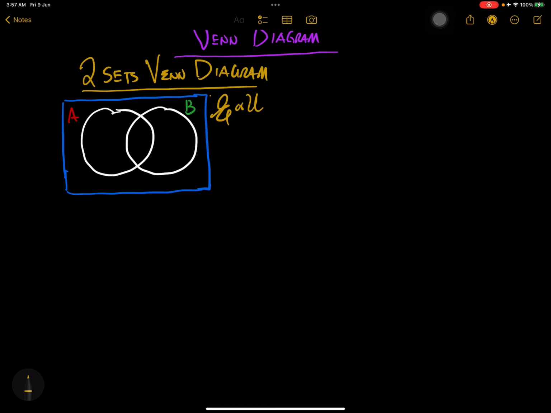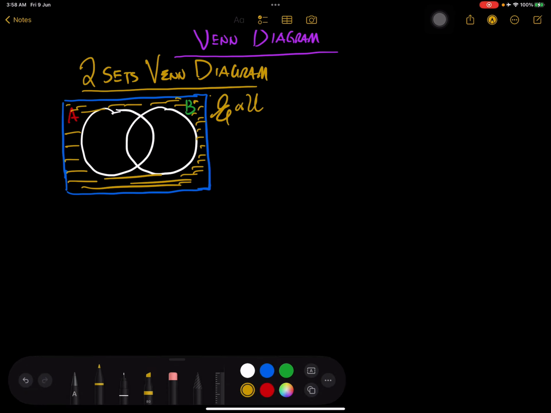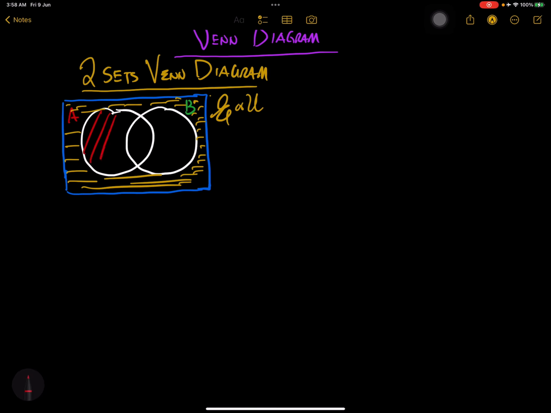But for now, I want to lay down the rules, or the things that we need to know about Venn diagrams. Now we're going to have members which are outside these two circles, which are set A and set B. They are outside. We're also going to have this side only.